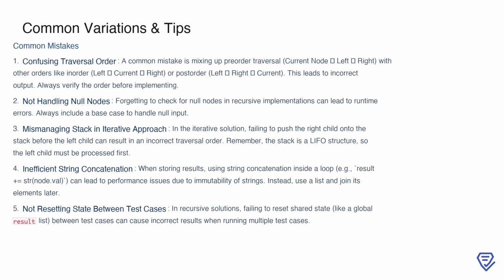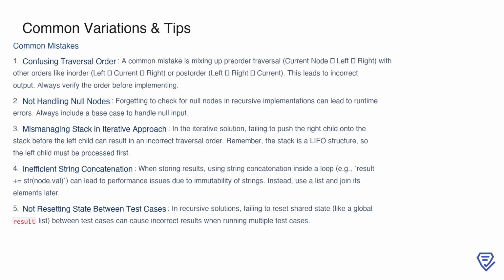This can cause runtime errors, so it's critical to include a base case that checks for null input. For iterative solutions, mismanaging the stack is a frequent pitfall. Keep in mind that the stack operates as a last-in first-out structure, so the right child must be pushed onto the stack before the left child to maintain the correct traversal order. Additionally, watch out for inefficient string concatenation inside loops, as strings are immutable in Python. Instead, use a list to accumulate results and join them afterward for better performance.